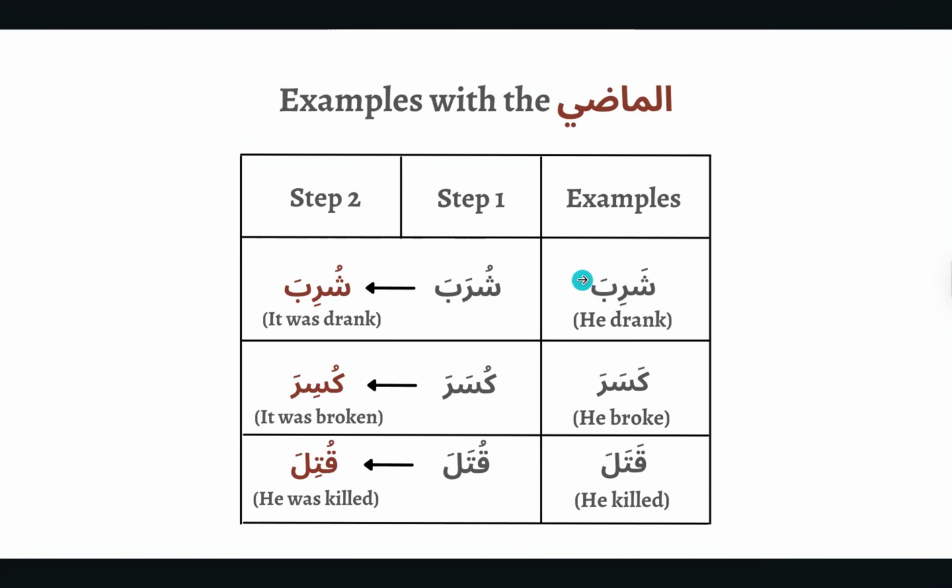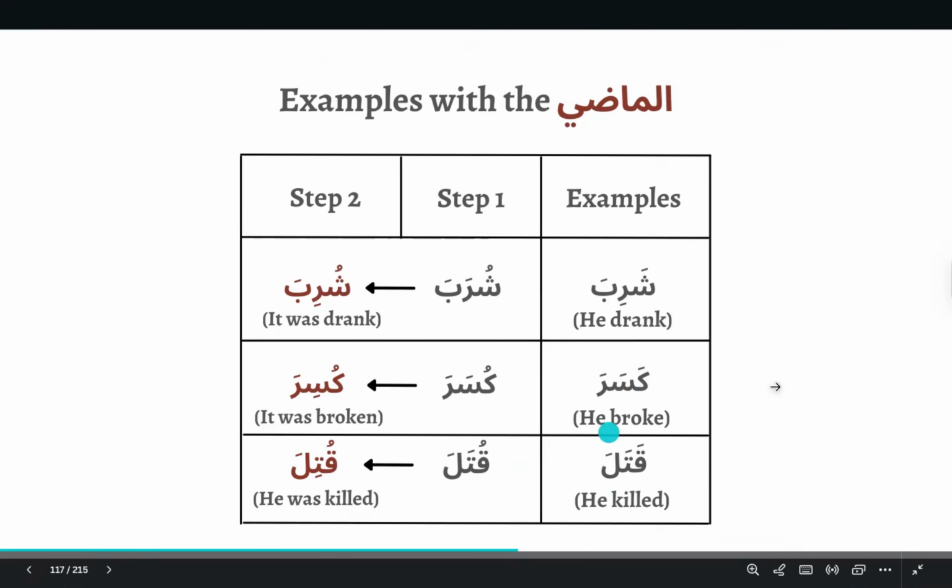So what I'm going to do here is number one, put a dhamma on the first letter. Then number two, put a kasra on the penultimate letter. Here it already has a kasra, so I don't have to change anything. So shuriba. Shuriba means it was drunk. Kasara means he broke, right? So step number one is I put a dhamma on the first letter. Step number two is I put a kasra on the penultimate letter. It becomes kusira. It was broken. Qatala becomes qutila. It's very simple.